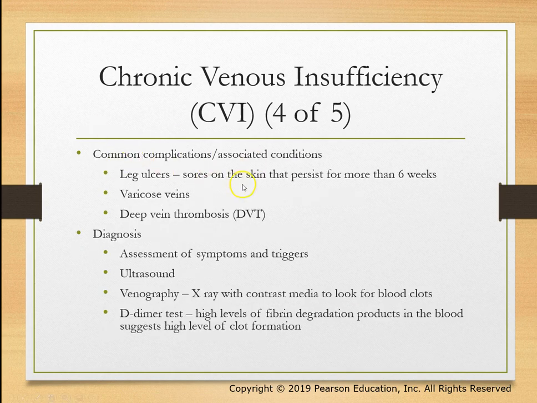Okay, so common complications: leg ulcers, so sores on the skin that will persist more than 6 weeks, varicose veins, and again, deep vein thrombosis, which is clots that are in veins deep in the tissue. In terms of diagnosis, obviously assessment of symptoms and triggers. You can use ultrasound to image, or something called venography, which is an x-ray with contrast that will be able to look for blood clots, right?